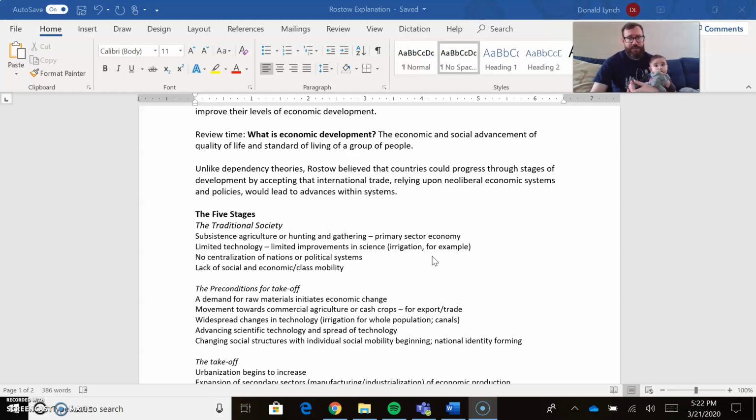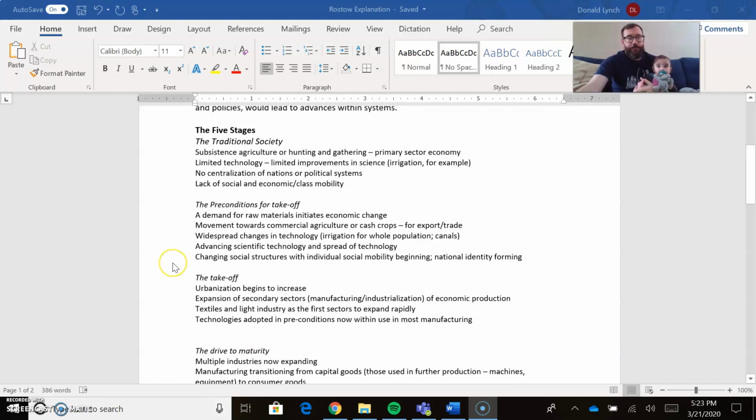What we start to then see is some widespread changes occurring in technology where irrigation can start to be moved to whole populations, canals start to be produced so that we can actually move these raw materials throughout the economy and throughout the system. We also start to see advancing scientific knowledge and then changing social structures with the beginning points of social mobility and the beginning of national identity being formed, right? So people believing that they are all the same as a nation.